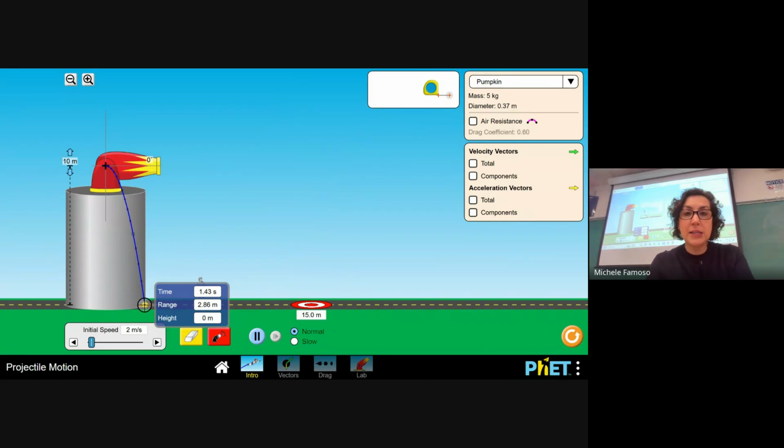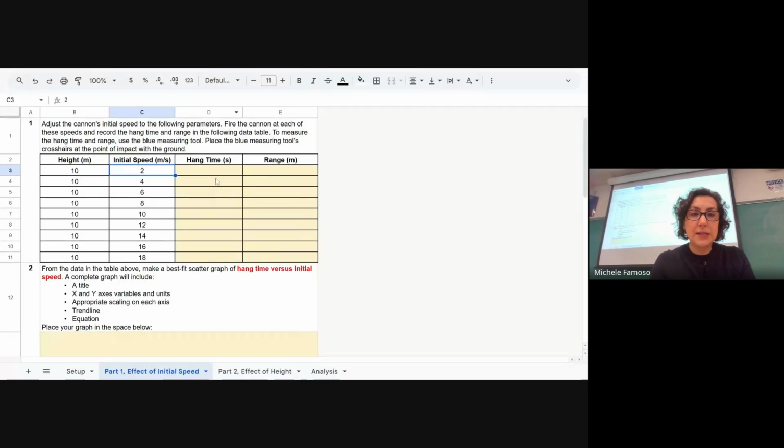So let's go back to the lab and type these in. The hang time was what? 1.43. We're not going to put the units, otherwise the Google Sheet won't be able to do the graphs that we need. And what was the range? 2.86. Go ahead, type those in. Now let's do the second one together, and then I'm going to give you 2 minutes to get the rest of the data yourself. Let's now change the speed to 4 meters per second in the simulation.